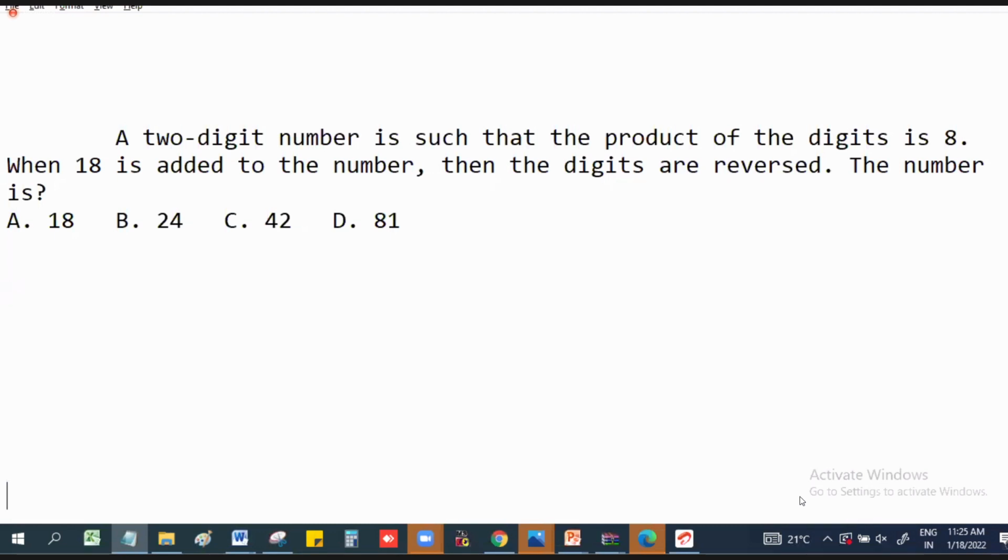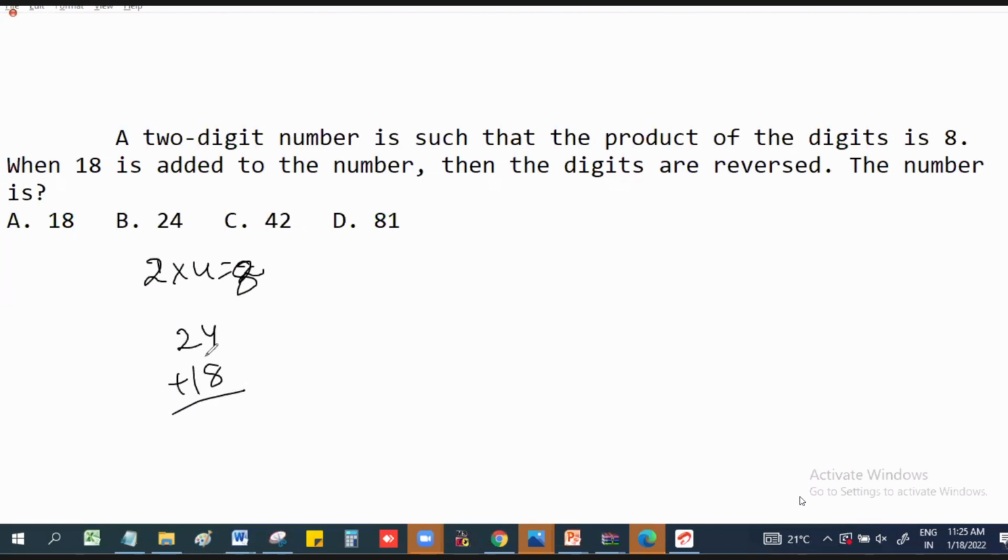Very good, guys. Appreciate it. The answer is what? 24. Because the remaining options will not satisfy all the conditions. 2 into 4 is 8. Okay, 24. He is adding 18.